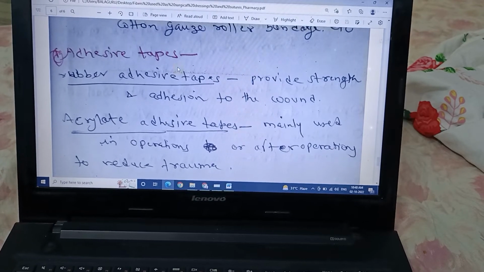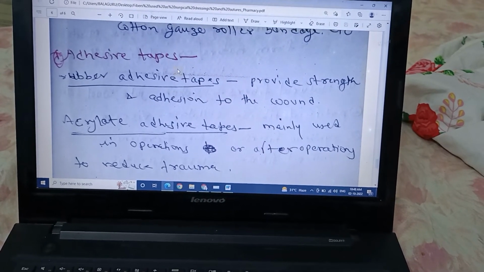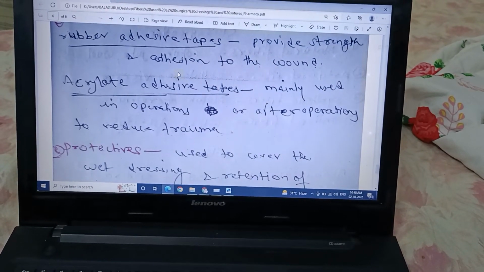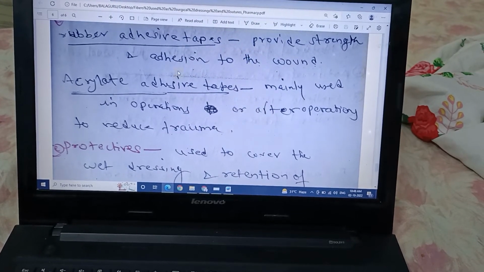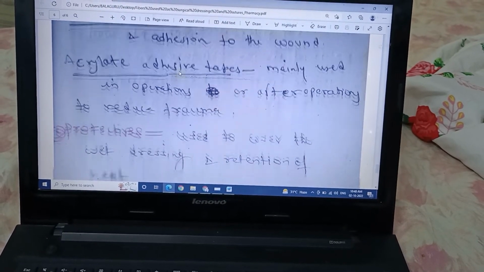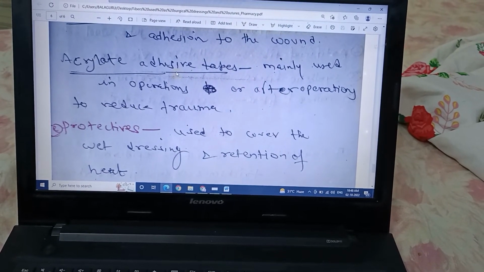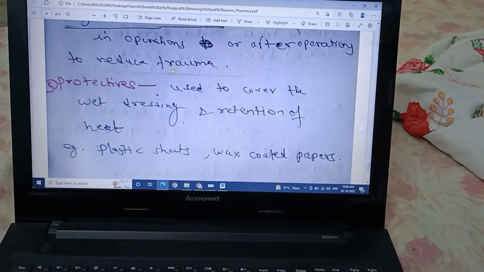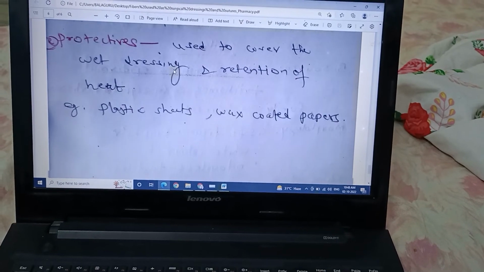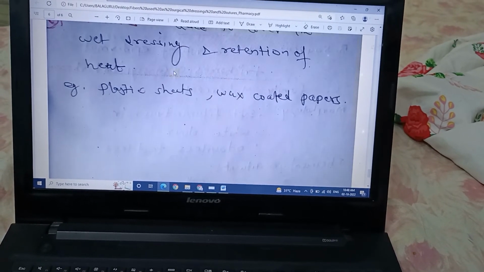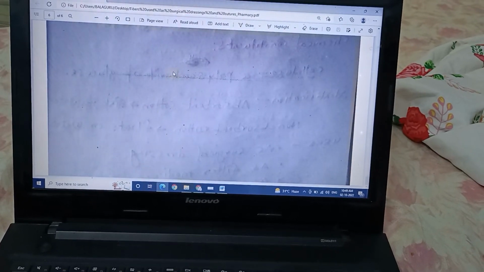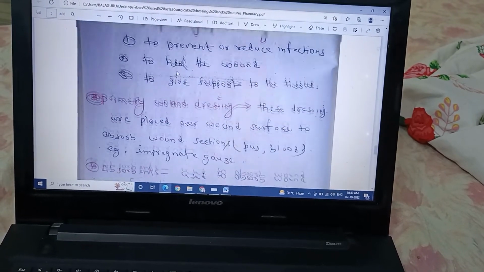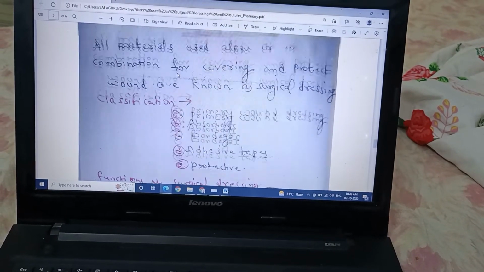Adhesive types: rubber adhesive tapes provide strength and adhesion to the wound. Acrylate adhesive tapes are mainly used in or after operations to reduce trauma. Protectives are used to cover wet dressings and for retention of heat. Examples: plastic sheets, wax coat, papers. These are some examples of surgical dressings.